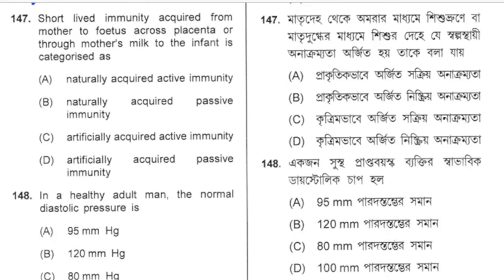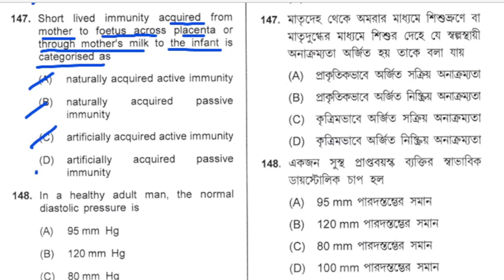Short-lived immunity acquired from mother to fetus across placenta or through mother's milk to the infant is categorized as naturally acquired active immunity, naturally acquired passive immunity, artificially acquired active immunity, or artificially acquired passive immunity. So it is basically naturally acquired passive immunity.